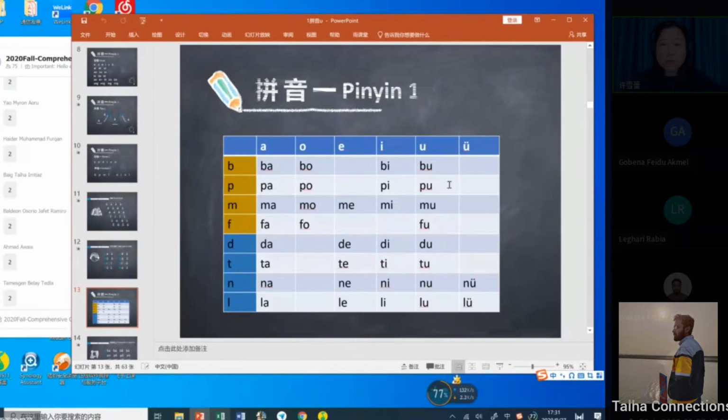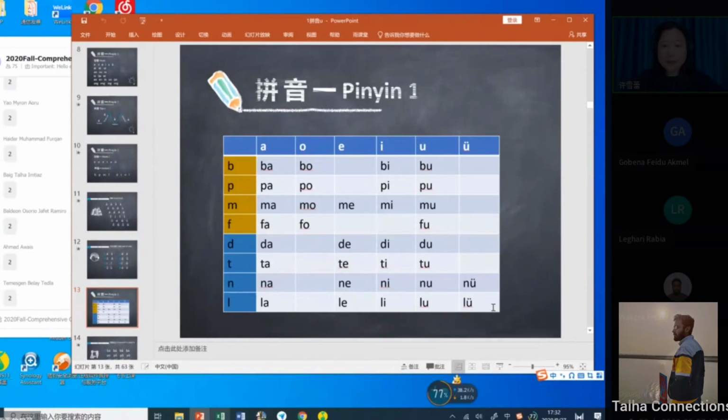Bu, pu. Mu, fu. Du, tu. Nu, lu. The last two. N, u, nu. Le, u, lu.